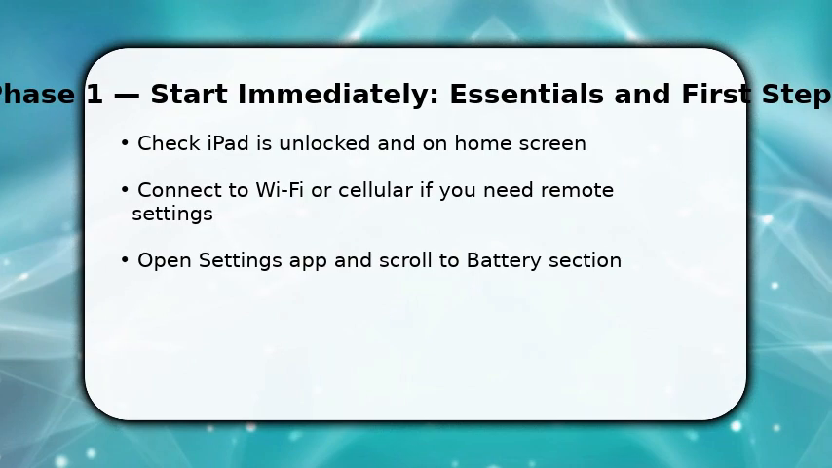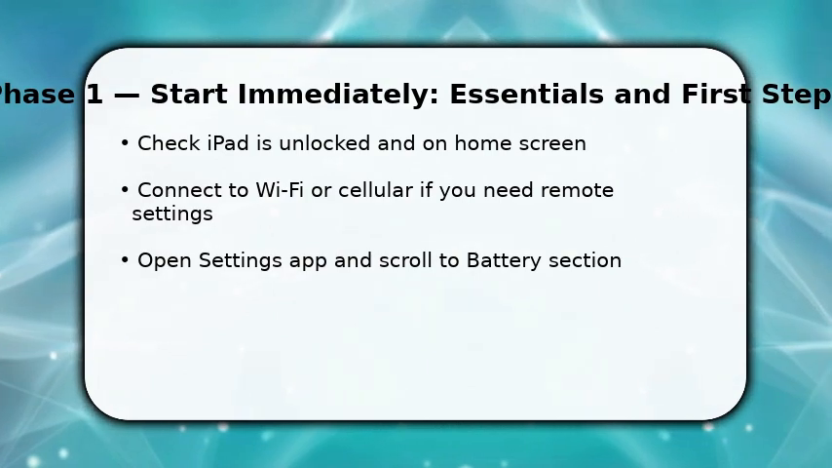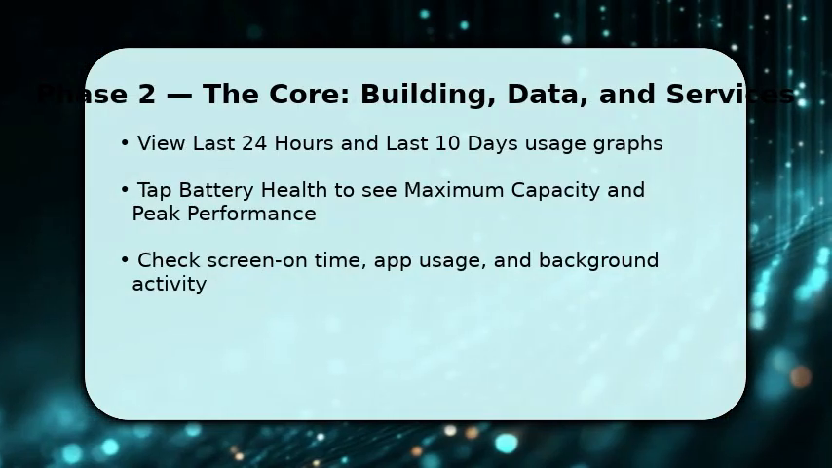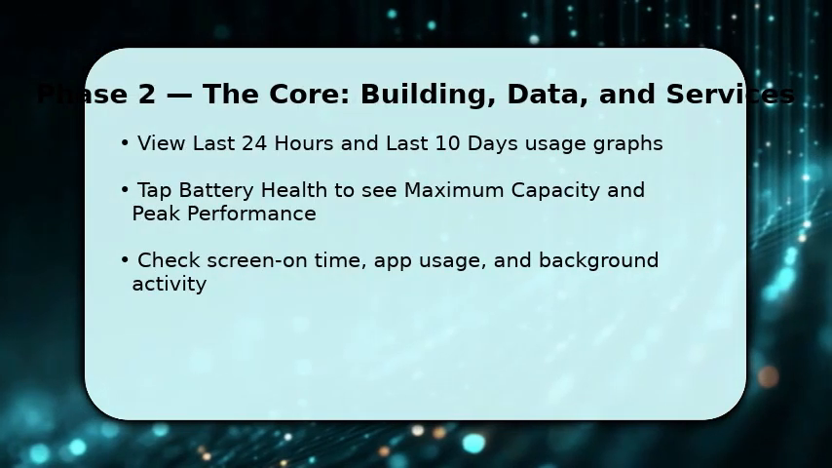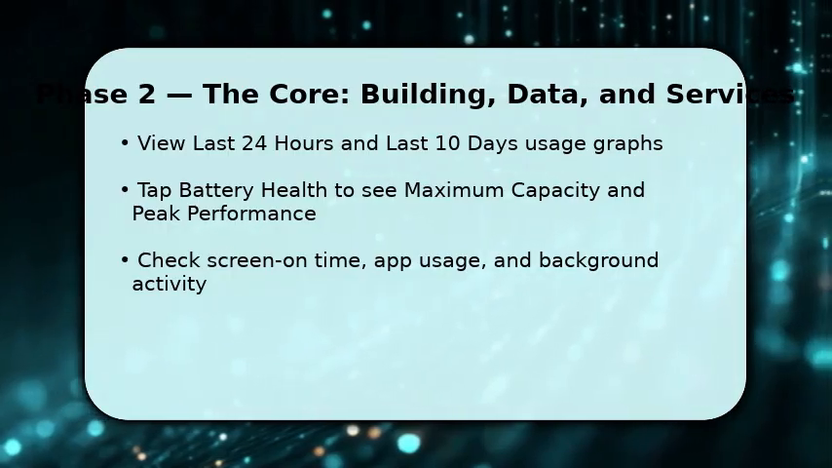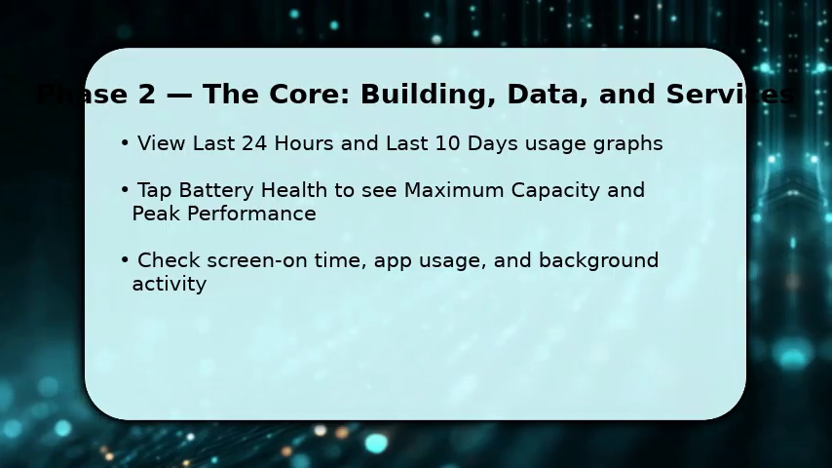You'll now interpret the data in the Battery section. First, look at the last 24 hours and last 10 days graphs to see when drain spikes occur and note which apps caused them. Then tap Battery Health to find maximum capacity and whether performance management is active.